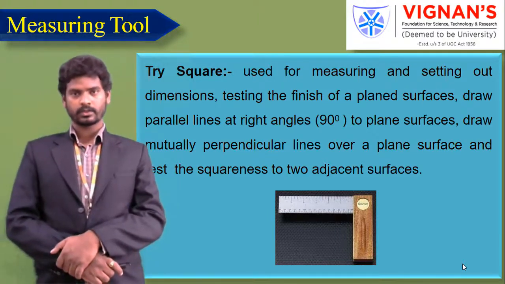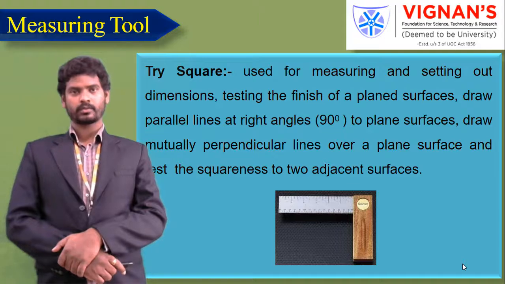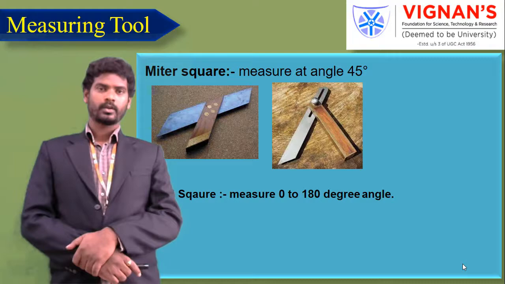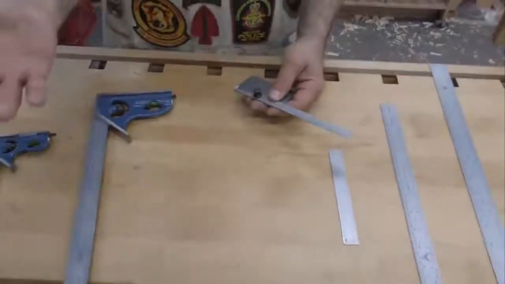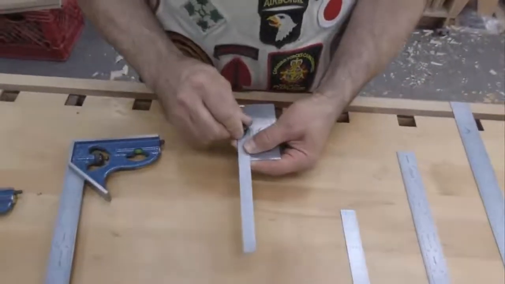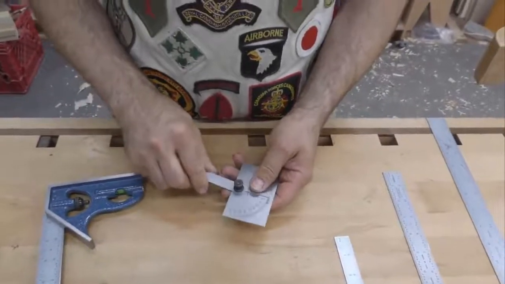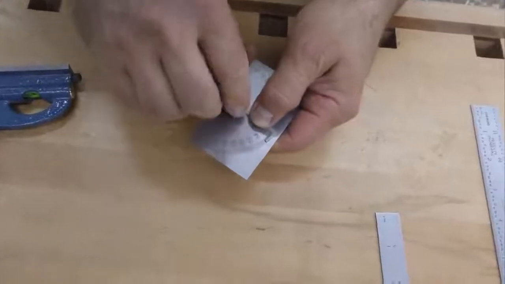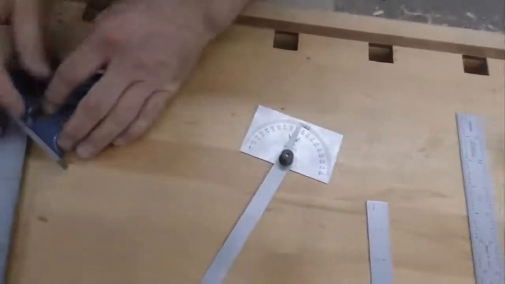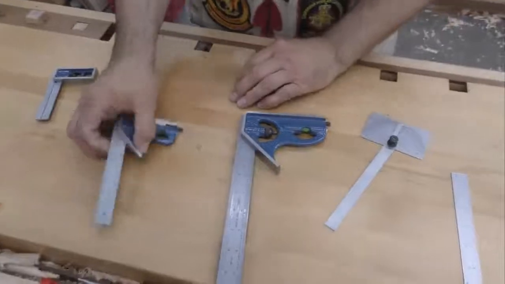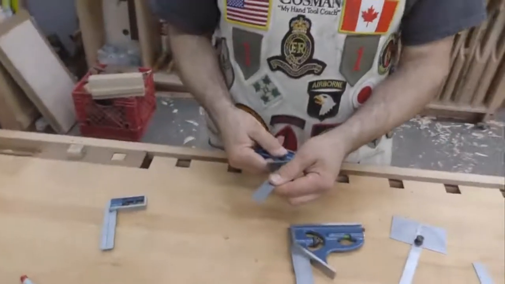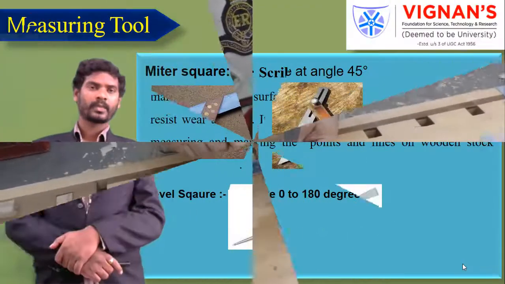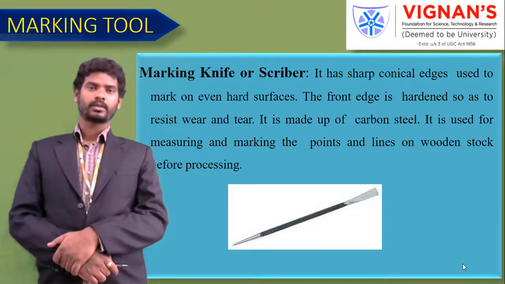Okay, everyone understand? The next one is the square and bevel square. These are used for measuring angles, for cutting any workpiece at 45 degrees, 35 degrees, 90 degrees or 180 degrees. By using these tools, we can measure those particular angles on the workpiece and easily cut material according to that angle. Okay. Next one, marking knife or scriber.